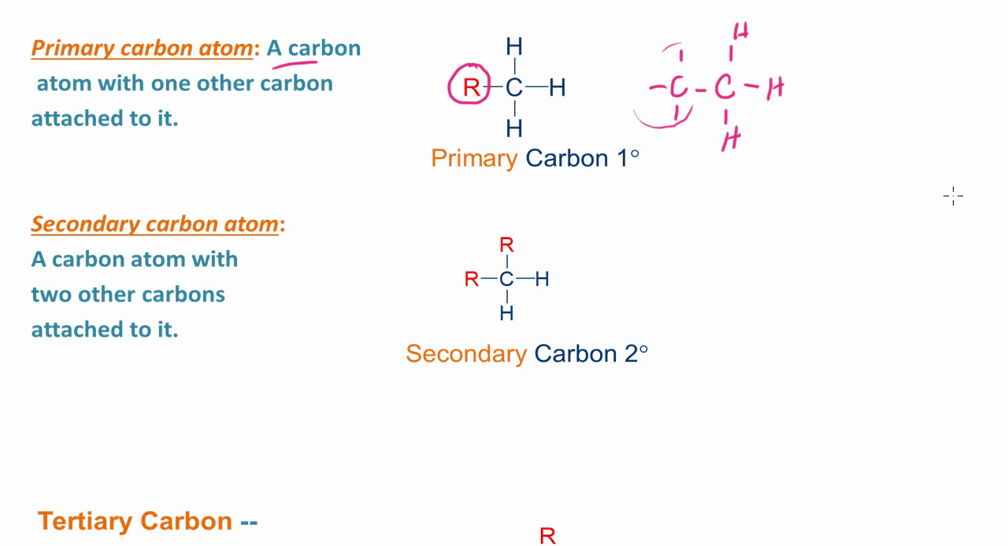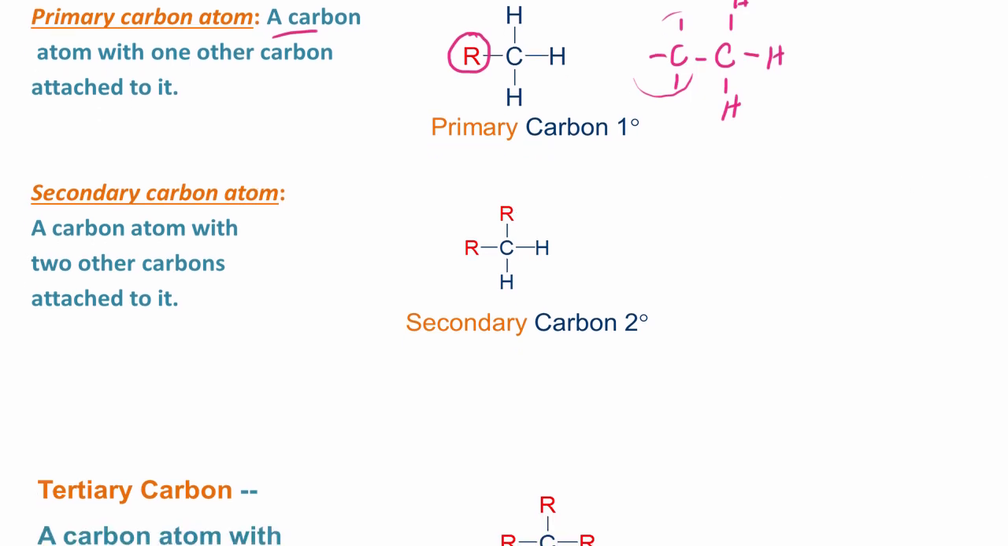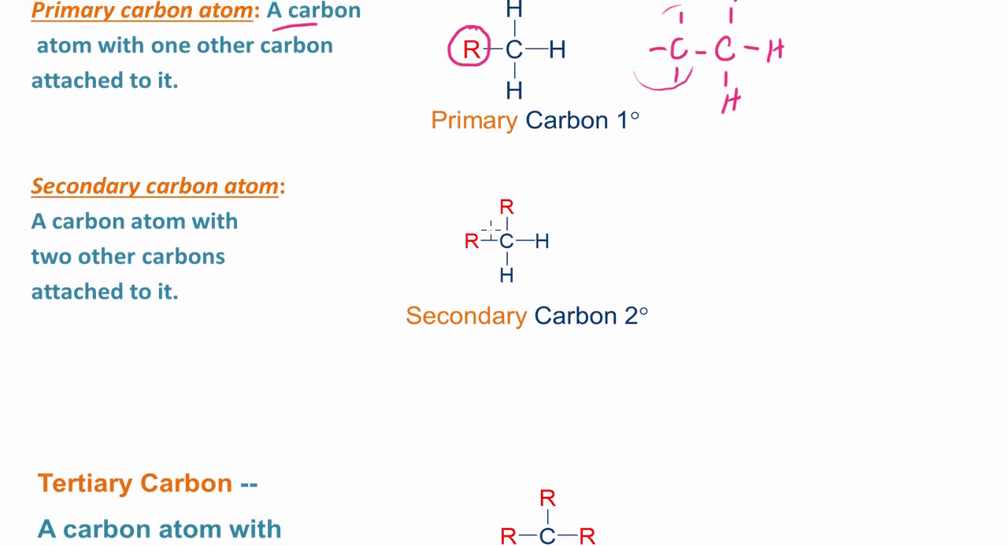Okay, a secondary carbon atom is a carbon atom that is bonded to 2 other carbons. So in this case here, this carbon here would be a secondary carbon. We can also indicate primary carbons with a 1 and the degree symbol, a secondary with a 2 and the degree symbol.